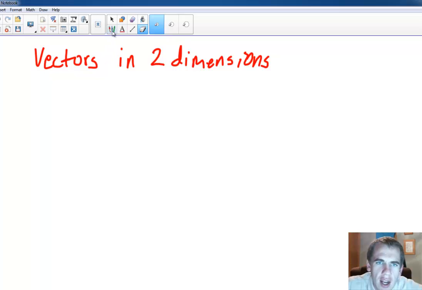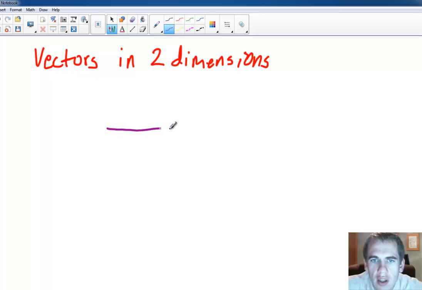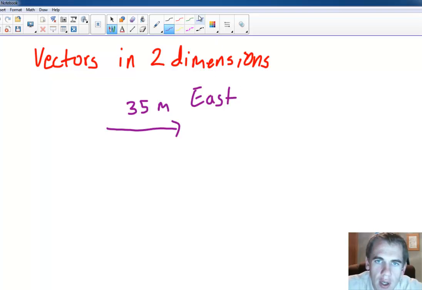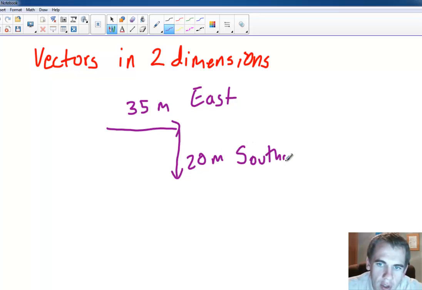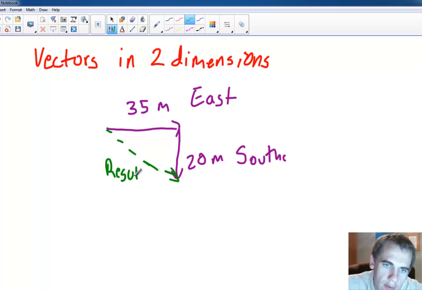Suppose, for instance, that I want to describe the displacement of somebody who first walks straight east, 35 meters. And then they turn and they walk straight south another 20 meters. And I want to know their displacement. Remember, displacement is how far they are from where they started. So what I really want to know is this. This is called the resultant vector, and this is the sum of two vectors.